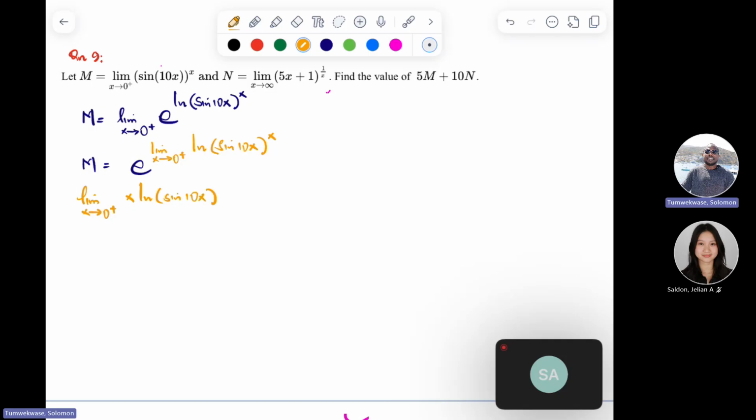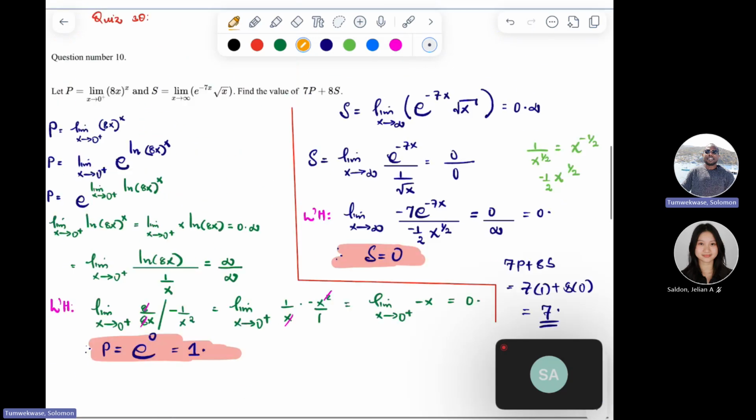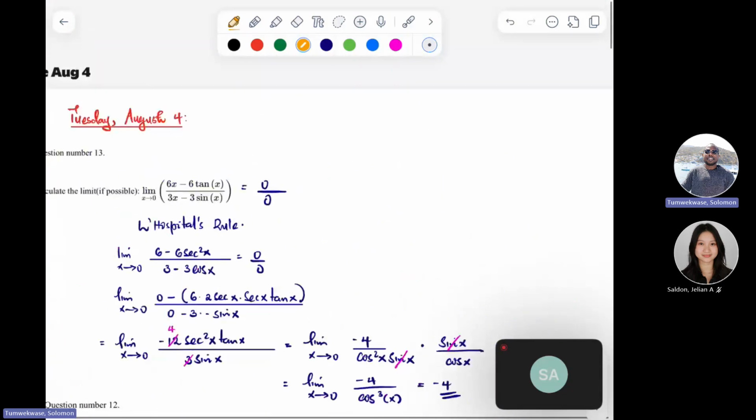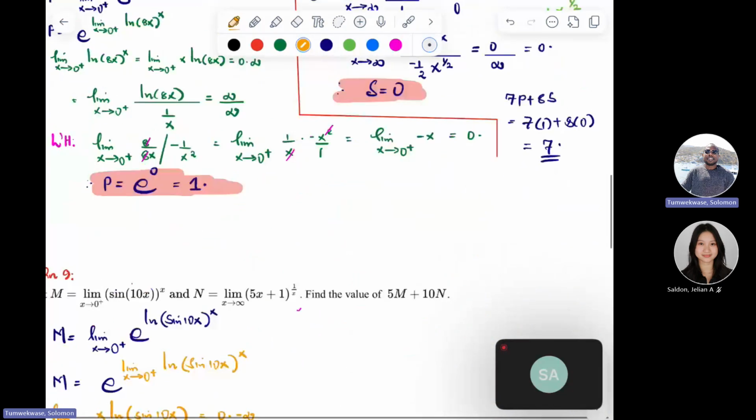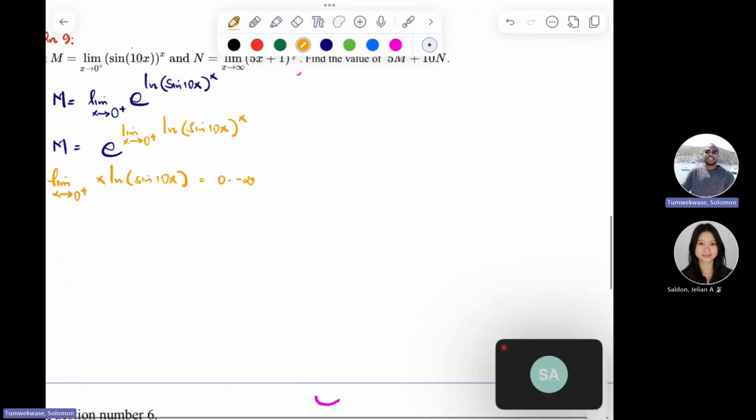Now, when I take this limit as x approaches 0, this will be 0. When I substitute here, that will be 0. And the natural log of sine of 0, that is actually negative infinity, right? So we have this form 0 times negative infinity. That is the same as having 0 times infinity.